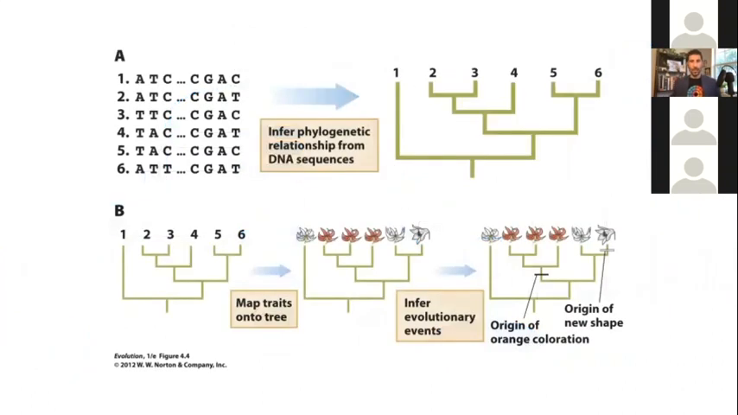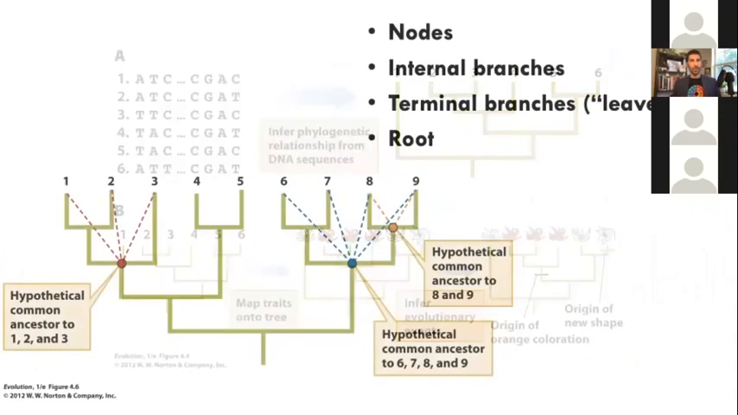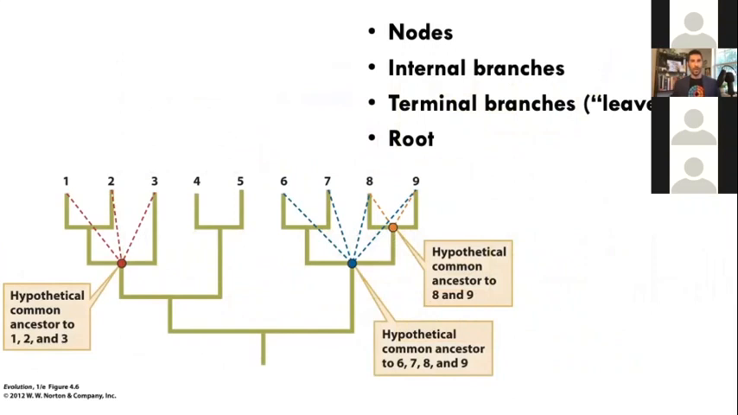That's basically what we do in phylogenetics. We infer phylogenetic relationships from DNA sequences or other traits, and then we map those traits onto the tree and we try to infer the evolutionary origins or the events or the timing. So let's go over a little bit of terminology so we're all on the same page.